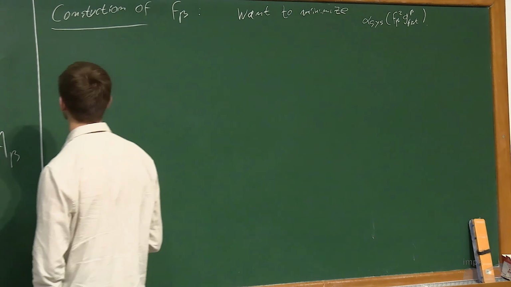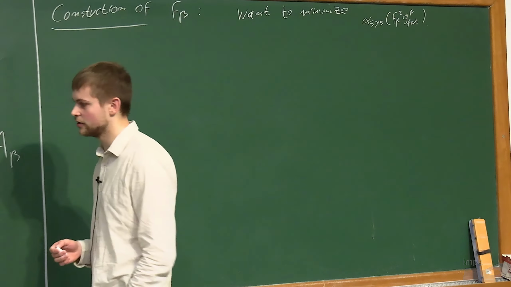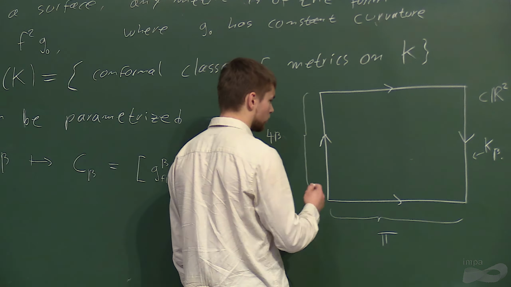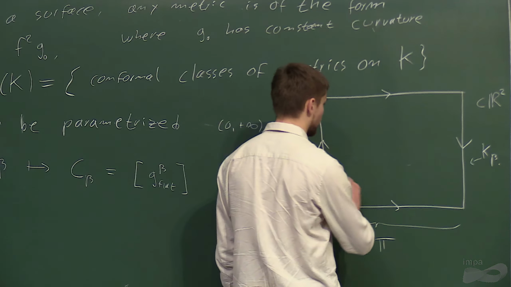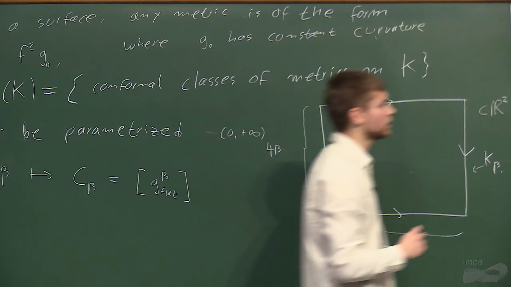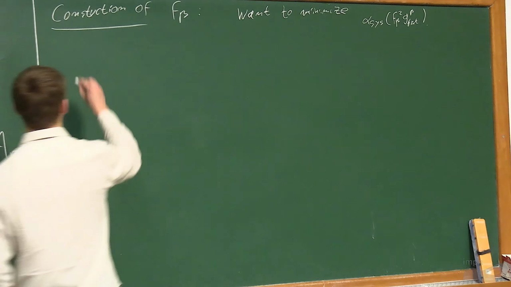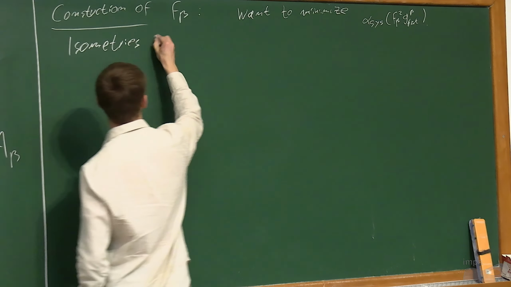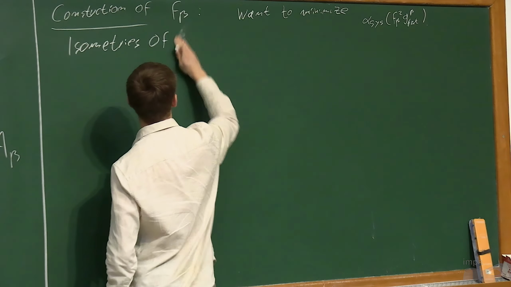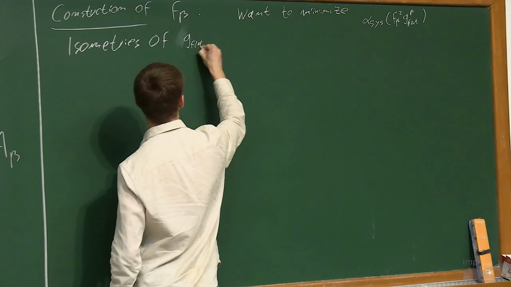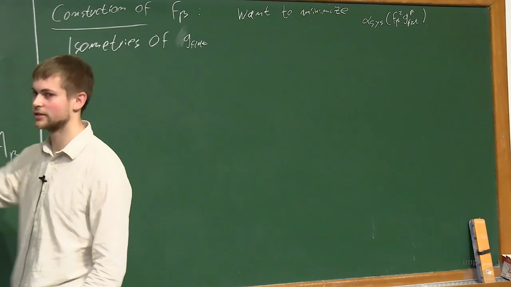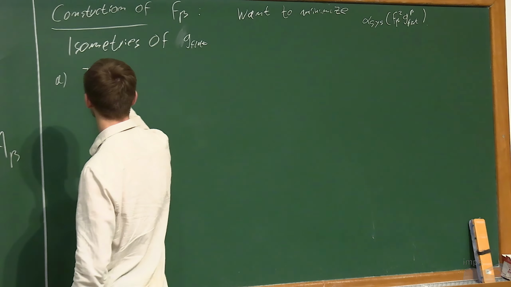So when we do this, we have to take a look at how the isometries of this flat metric look like. So one class of isometries which we have, are the translations in the x direction. So we have isometries of G flat. So the first class of isometries are translations in the x direction.